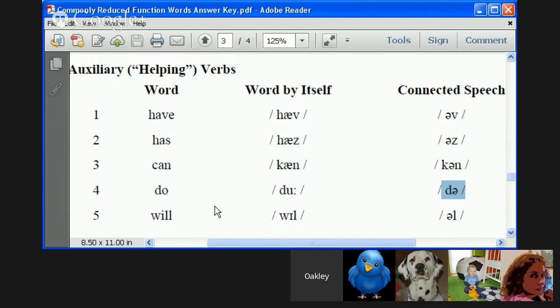These auxiliary verbs, when they're the main verb, we cannot reduce them. We absolutely can't, or it sounds really crazy. It sounds really, really strange. Only if it's used as a helper verb.